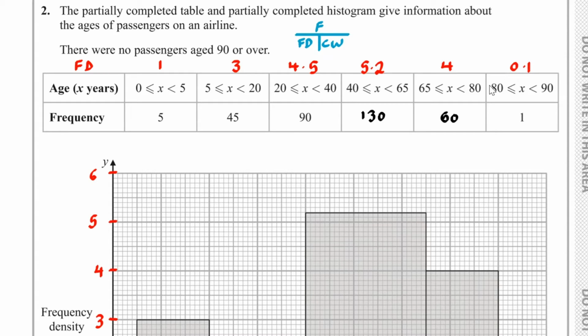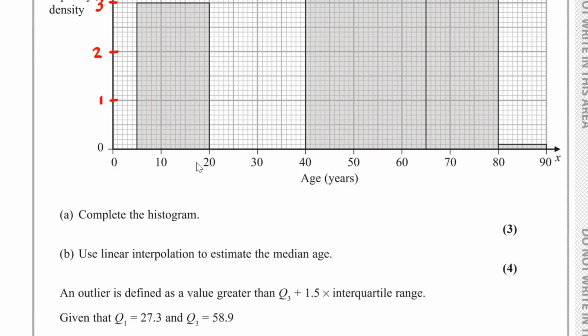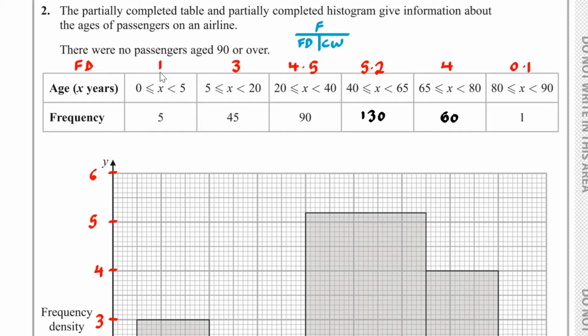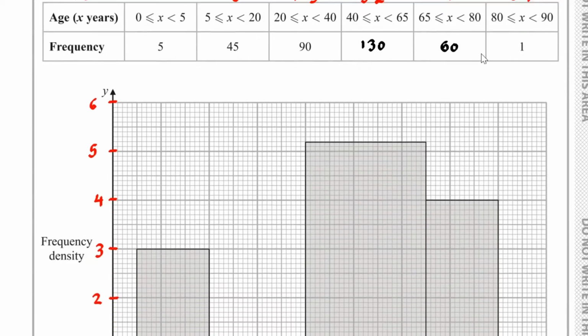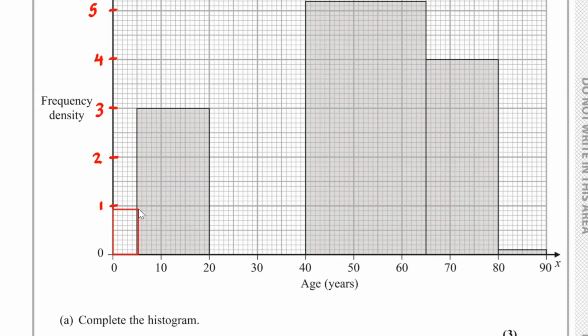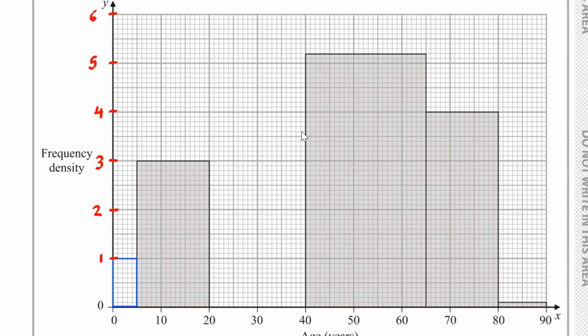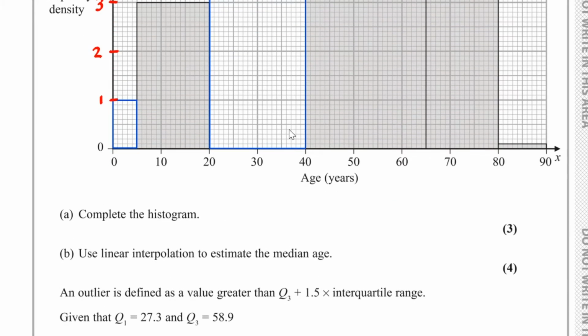So when I come to complete the histogram, from 0 to 5, I've got a frequency density of 1, so showing that we've got this over here. From 20 to 40, I've got a frequency density of 4.5. And that's all I need to show.